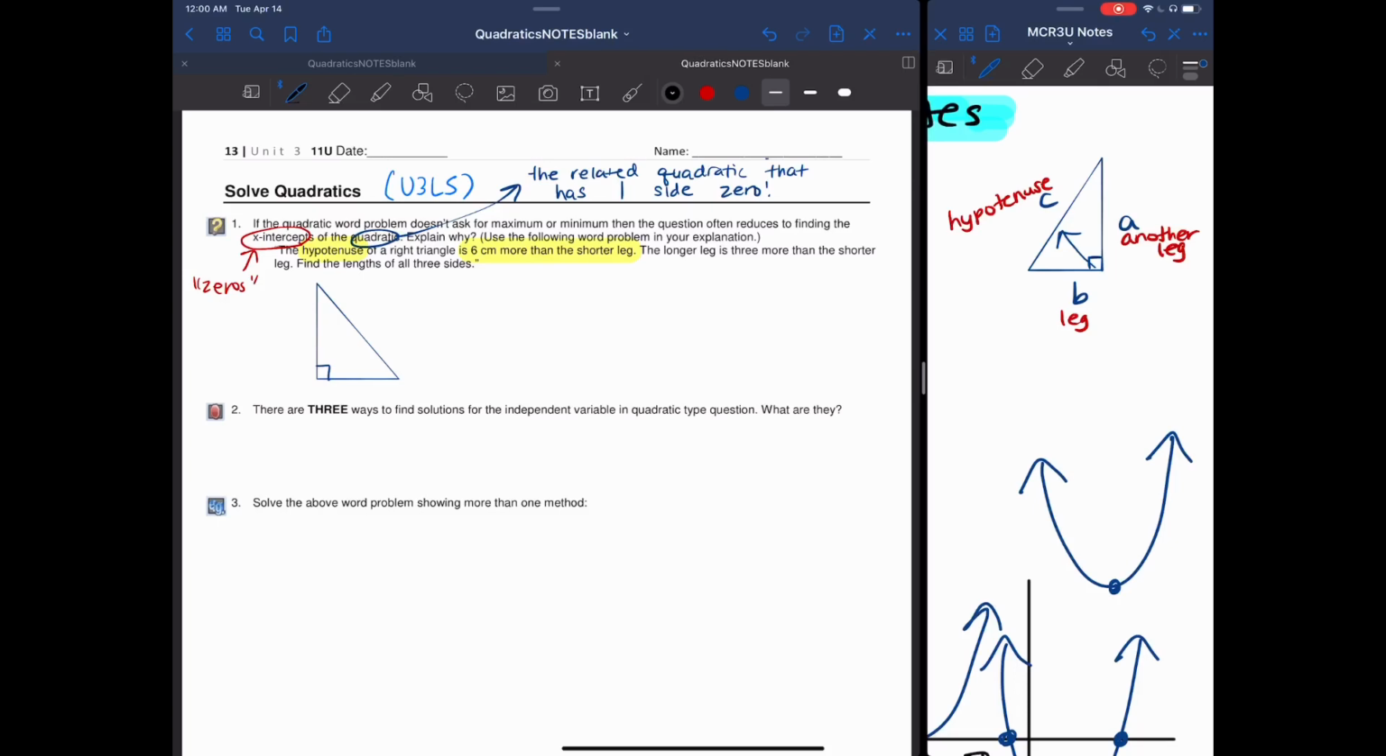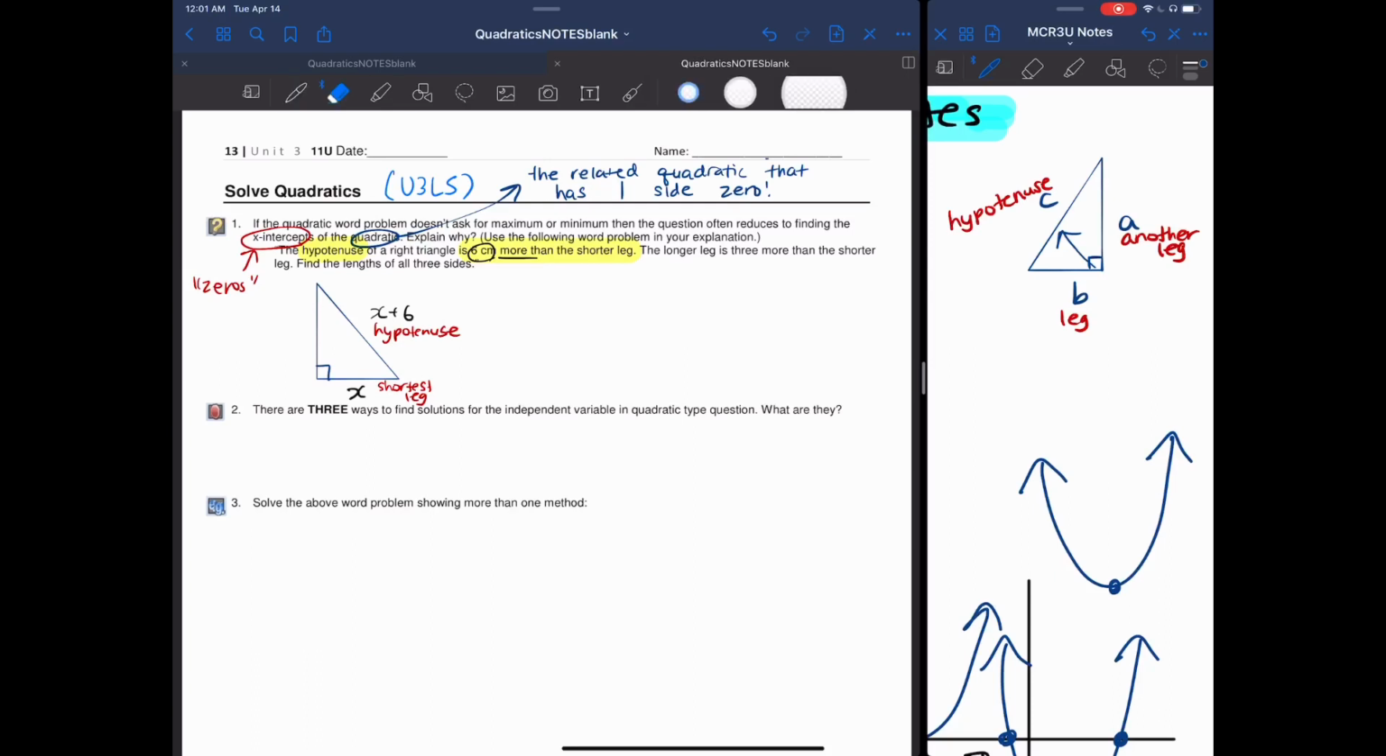It says the hypotenuse of a right angle triangle is 6 centimeters more than the shorter leg. So if I set this side that looks kind of short to be the shortest leg, x, meanwhile the hypotenuse is 6 more than that. How am I going to express that? Well, 6 more than is x plus 6. So the shortest leg plus 6 will make up the hypotenuse.